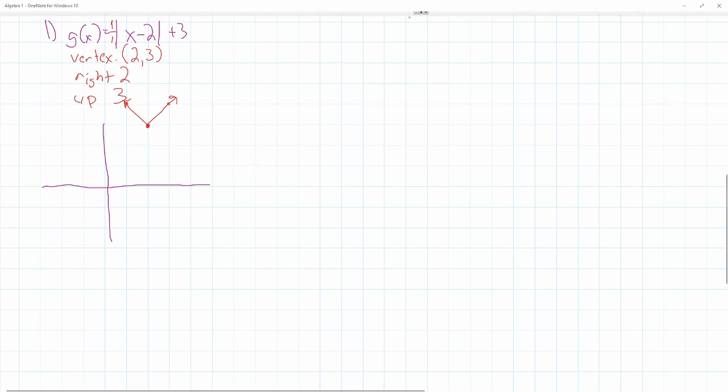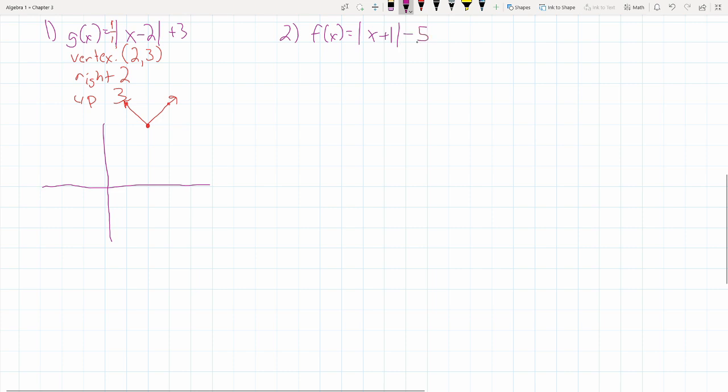Okay. Let's do number 2. Number 2 has f of x equals the absolute value of x plus 1, close the absolute value, minus 5. So what we get from that is that our vertex, if I look at this, x plus 1, it actually means that that is going to be -1. Again, what makes x plus 1? What do I need to put in for x to make that 0? That's -1. And then just the outside, so minus 5.